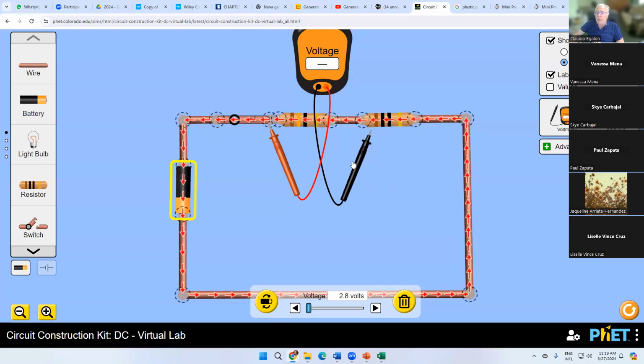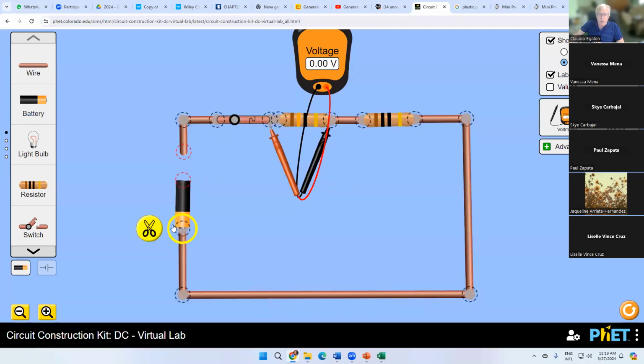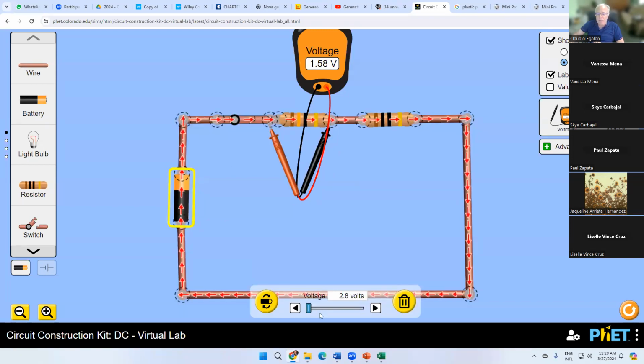But if we are going to measure just the voltage across the first resistor, let's reinvert. Here you go. Just across the first resistor, the value of the voltage is going to be different, 1.58. Remember that we set that at 2.8 volts, right? 1.58 for 2.8 volts. If we increase to 4 volts, it increases to 2.26 and so on.